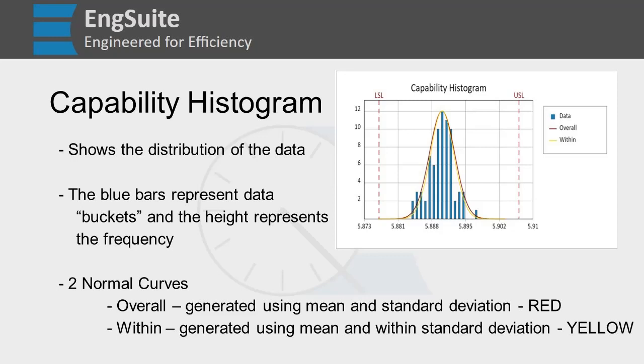The red one is the overall. So overall capability is going to be your PP and PPK. Overall capability is a very common one, and then your within is generated with your mean and your within standard deviation. So that's your CPK. These are just normal probability plots generated to show you whether or not your data fits, and to show you which of your standard deviations is more representative of the data.